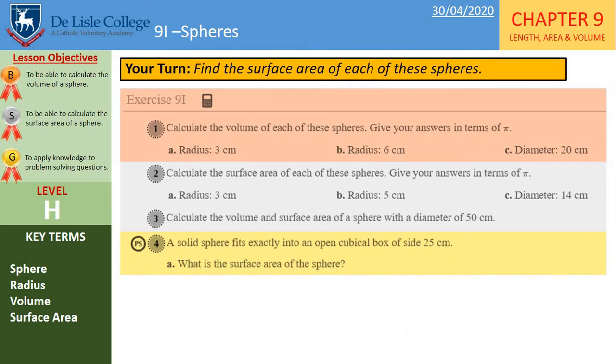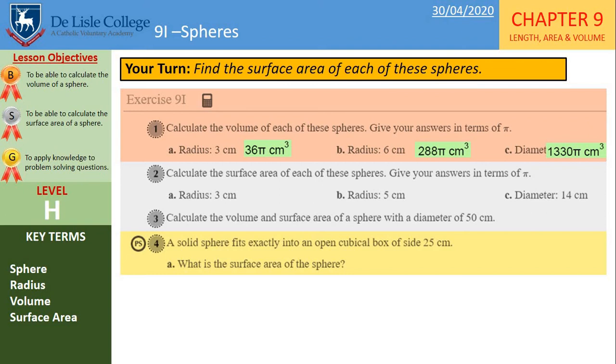Okay, some quickfire questions for you here. Pause the video while you work through them. Okay, answers then. Question 1 is 36 pi centimetres cubed. We've got 288 pi centimetres cubed and 1,330 pi centimetres cubed. Do make sure you read the question carefully, as both question 1 and 2 have told you to give your answer in terms of pi.